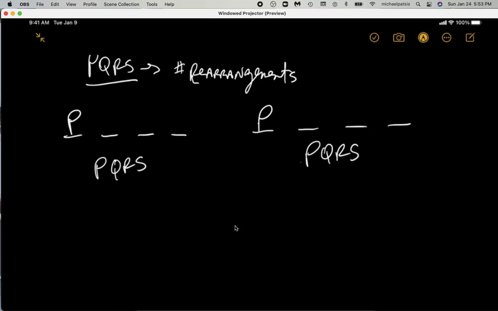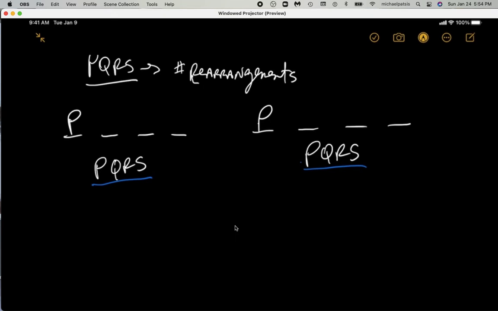Q, R, and S rearrangement problem. And this is how you do these. You set up stations. These dashed lines represent a station. And we start with P going first. And always write P, Q, R, and S for each station that you're working on.